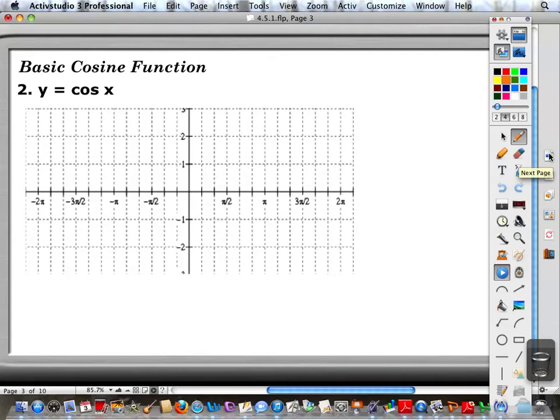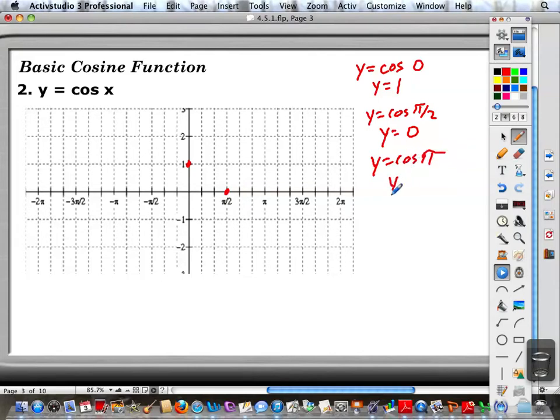Okay, what about the cosine? Let's do the same type of thing. Let's look at our axis angles. What is the cosine of 0? Well, the cosine of 0 is +1. If I put in pi over 2, what's the cosine of pi over 2? Well, that was 0. If I put in pi, I'm back on the x-axis, and I'm going to be at negative 1.